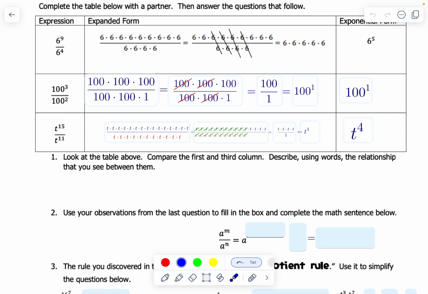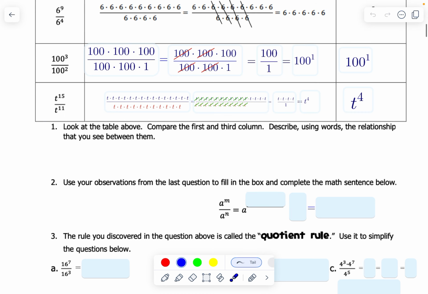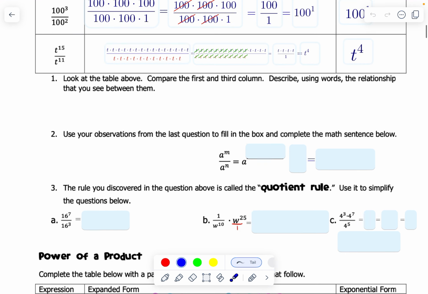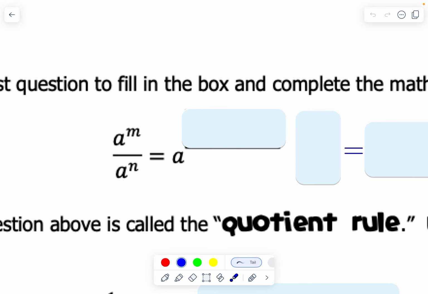All right, and hopefully what we're seeing is that I take the exponent from my numerator and subtract the exponent from my denominator. So we're just finding the difference between those. And we can see why. It's only the difference that remains after everything else has been canceled, after all the parts that are the same have been canceled out. So we could say a to the m divided by a to the n is equal to a to the m minus n.